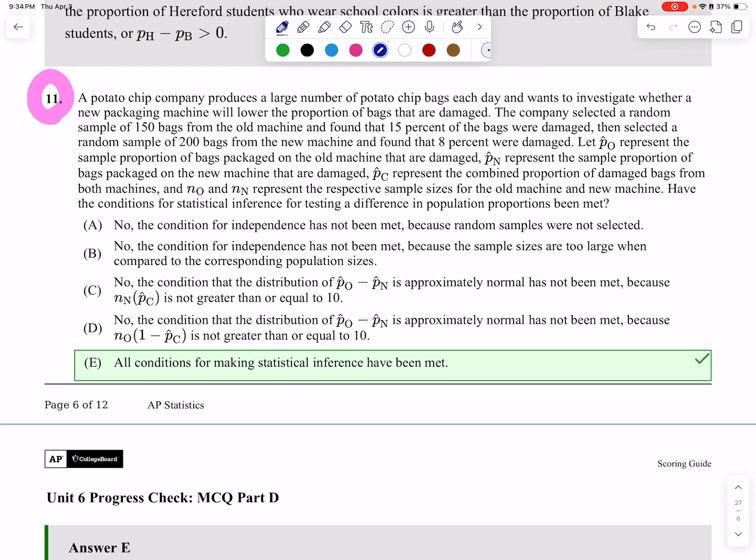Number 11. Have the conditions for statistical inference for testing a difference of population proportions been met? All right, so it's saying all have been met. So let's just go through here and I'll help you make sure. Remember, we're going to have a random sample. We want independence, remember, if it's without replacement, which I'll read through and see if it is. Remember, we're using a 10% rule because we have to put it back. You only use that if it's no replacement.